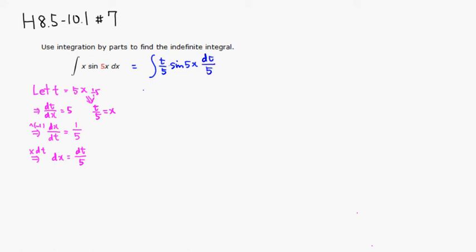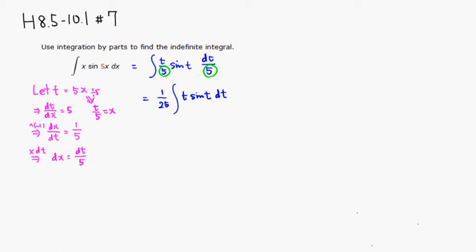So if you clean this up, oh, actually, I didn't do a substitution here, so this is going to be now sine of t. Then you have a 5 and the other 5, so it's a 1 over 25. I'm going to kick it out of the integral. Then you have t times sine of t dt.